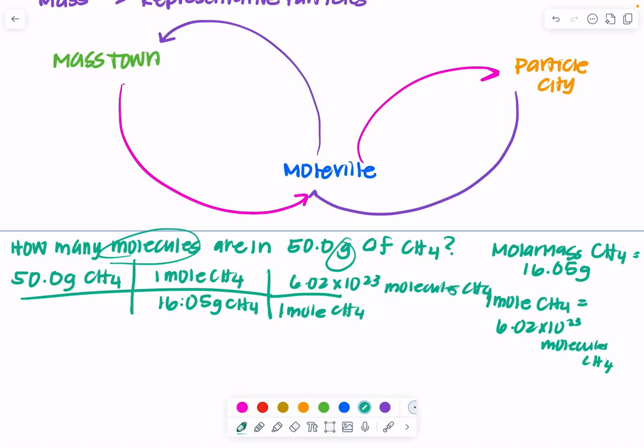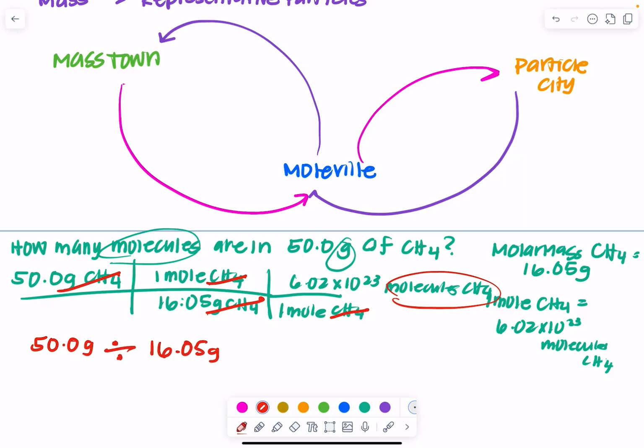So we should have started with grams and canceled, because one's on the top, one's on the bottom. We're left with molecules. The way that we do this math is 50.0 divided by 16.05. And of course, this one's on top, so we multiply it by 6.02 times 10 to the 23rd. If you did this math right, you should get 1.88 times 10 to the 24th molecules.